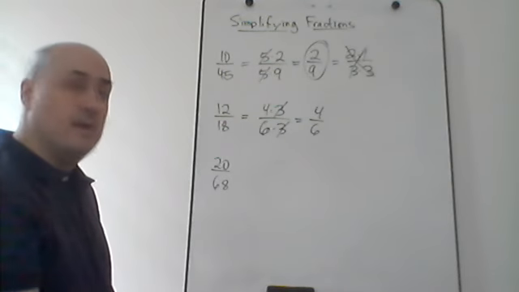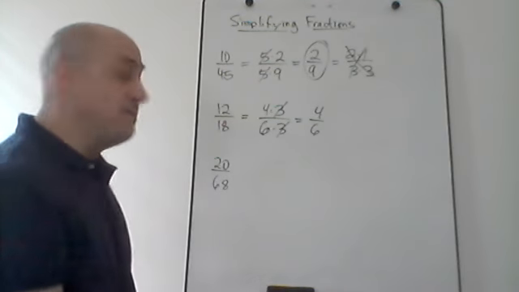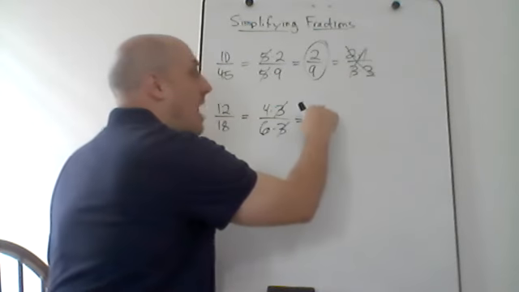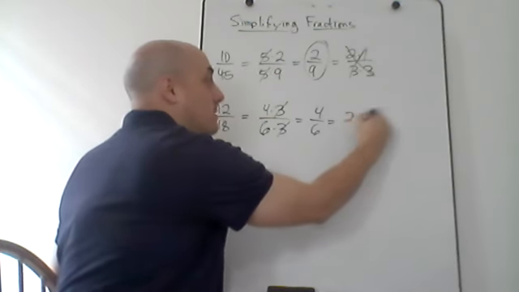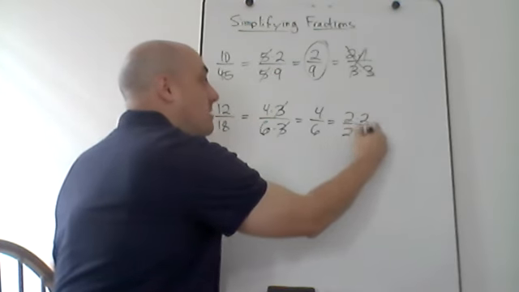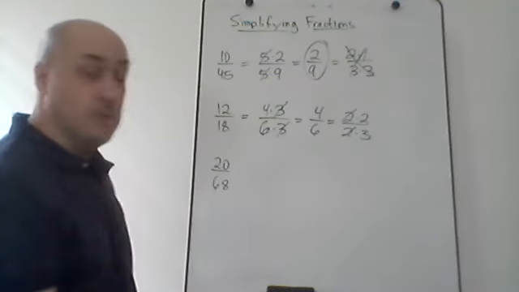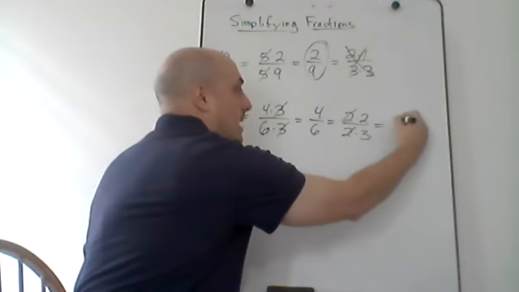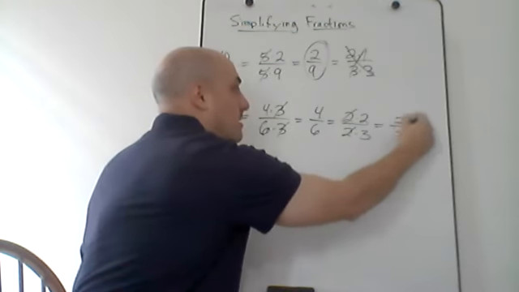I simplified it. Did I simplify it completely, or can I go further? Well, 4 is equal to 2 times 2. 6 is equal to 2 times 3. And I have a factor of 2 in both the numerator and denominator, so this one does simplify a second time. And when I cancel out those 2's, I get 2/3.